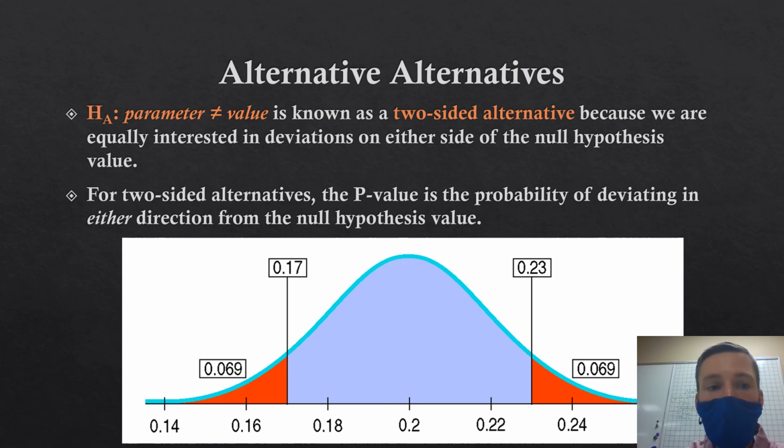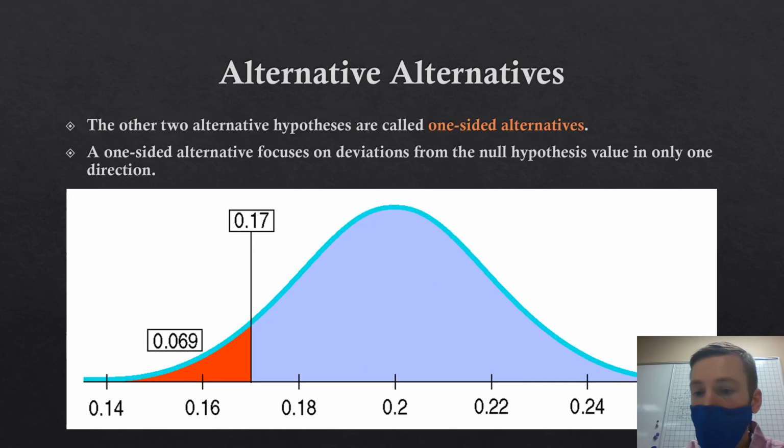And the reason we call it a two-sided alternative or two-tailed test, if we say P is not equal to a value, is because we're equally interested in deviations on either side of the null hypothesis. So we want to know, is it greater than or is it less than? We're not just interested in one direction. And we will compare that to a one-sided alternative where we have just less than or just greater than. In that case, we're only interested in one side of our normal curve, whether we're going to reject or not.